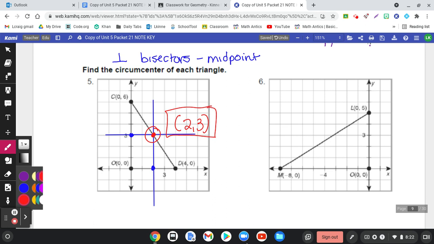All right, you can pause the video and try this next one. Okay, this goes up to 5. Half of 5 is 2.5.